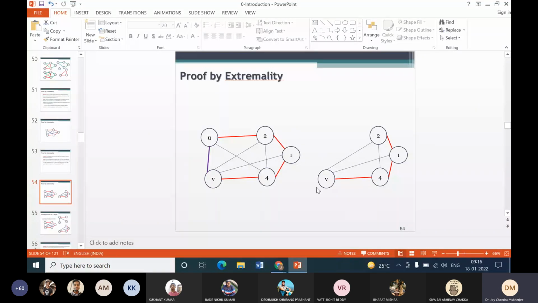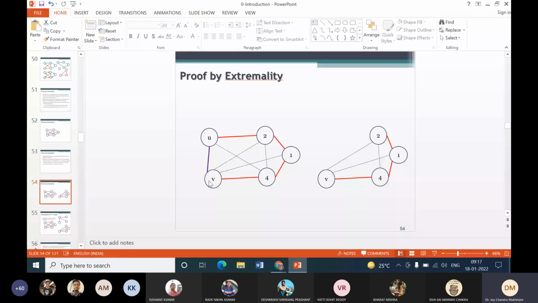Because since it is the maximal path, all the neighbors of U must belong to this path. So one neighbor of U is 2, one is 4, one is V. If I delete U, these edges will be deleted, but since 2, 4, V belong to this path, they must be connected. So U cannot be a cut vertex. In a similar line, V cannot be a cut vertex.